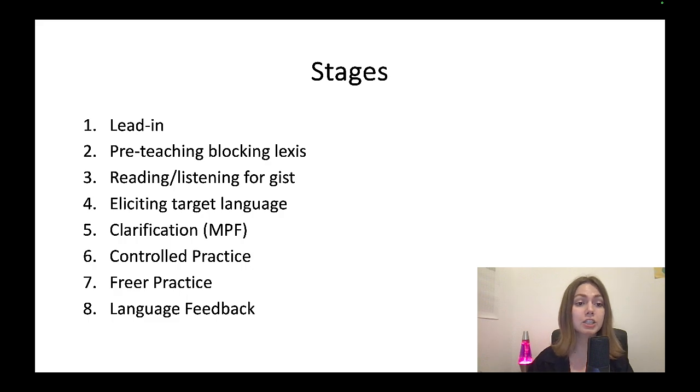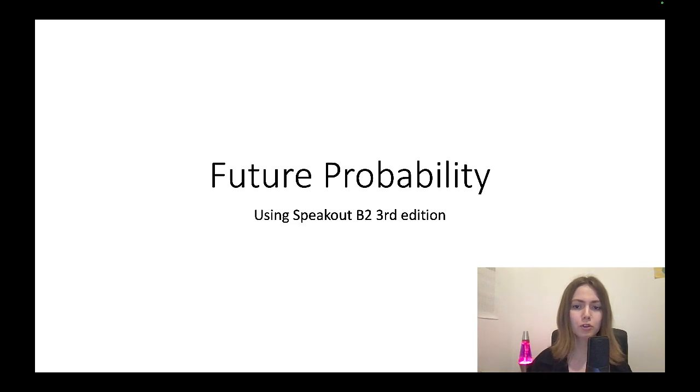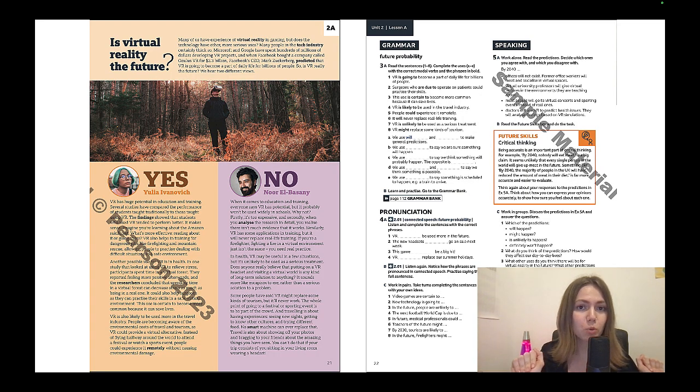We'll look at the stage aims and an example task or activity. So what would you be doing at each of those stages? Imagine I'm about to teach a lesson on future probability. It's a B2 class. I'm using Speak Out B2 3rd edition. It's just a sample I found online on Pearson's website. So this is what the material looks like.